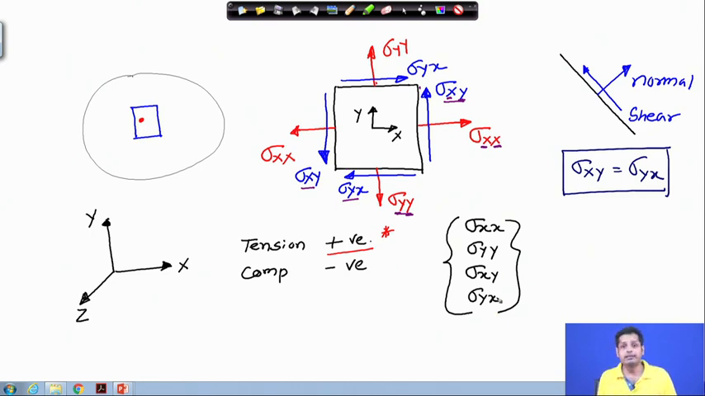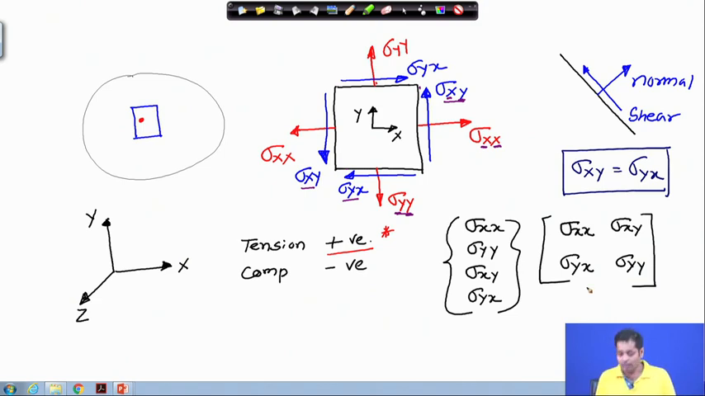Now, another way this stress can be represented is the tensor representation: sigma xx and sigma xy, sigma yx and sigma yy.